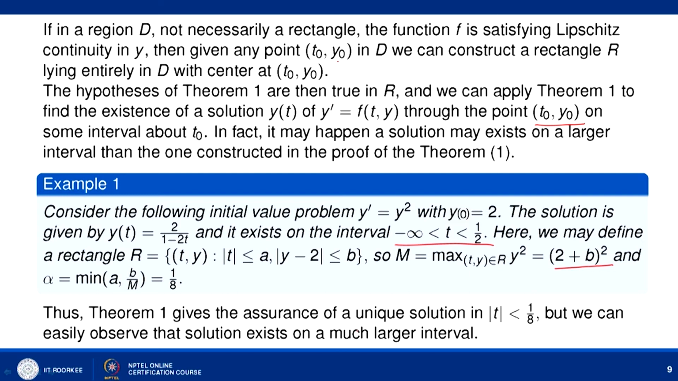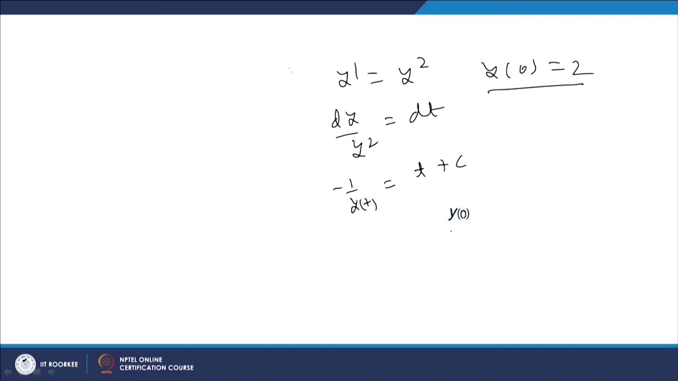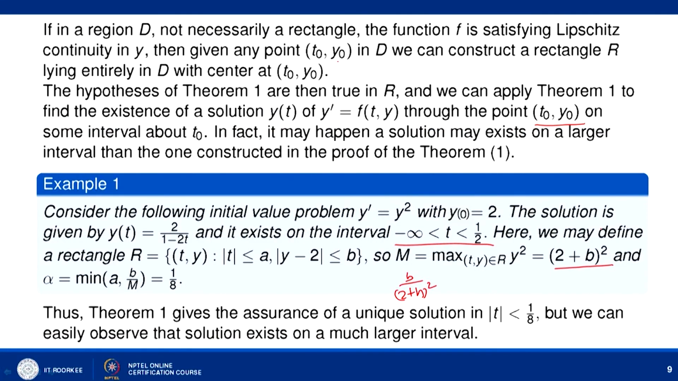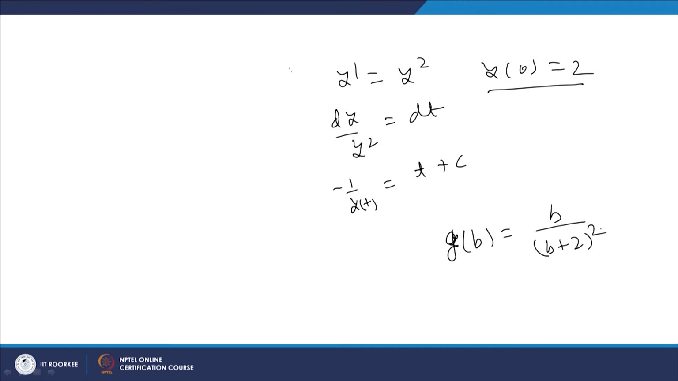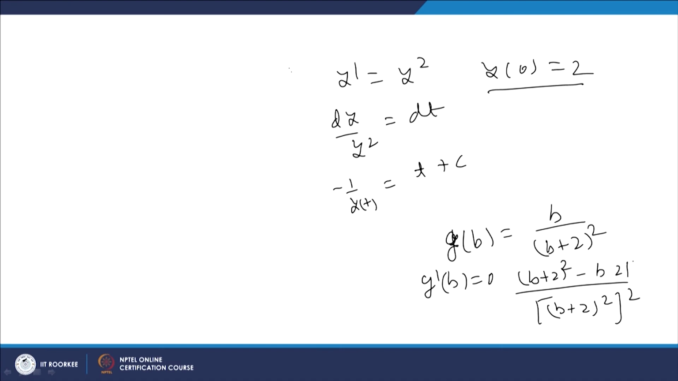So here b by M is b upon 2 plus b whole square, and you can easily check the solution. Let me do it. Say g(b) equals b upon b plus 2 whole square. Then g dash b will be 0, provided we have the denominator b plus 2 whole square, and here the numerator is b plus 2 whole square minus 2b times b plus 2.